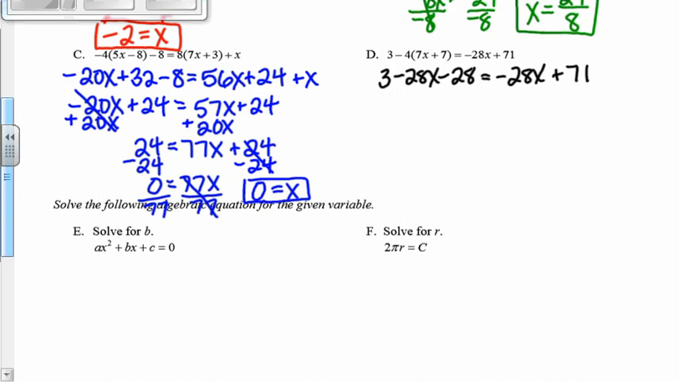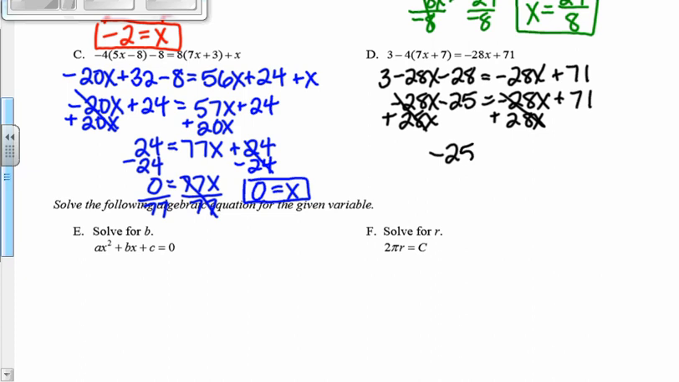So combining like terms over here on the left-hand side, so leaving the negative 28x, 3 minus 28 would be negative 25. And then I'm going to go ahead and get the x's on the same side. And then if you'll notice, it actually canceled both of them out. So we're left with a statement of negative 25 equals 71.